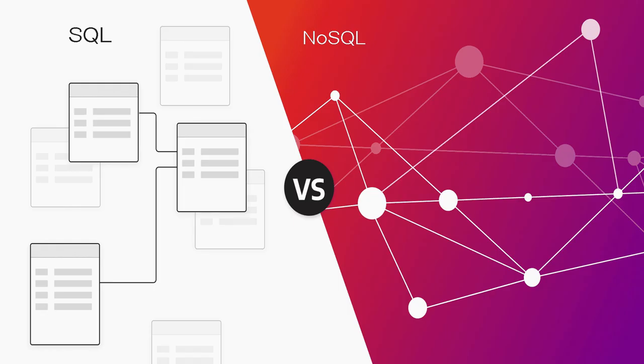SQL and NoSQL are two types of database management systems that differ in their data models, schema flexibility, scalability, and use cases. Today in this video we are going to see what the differences between SQL and NoSQL are.